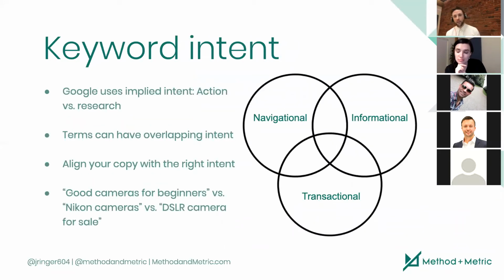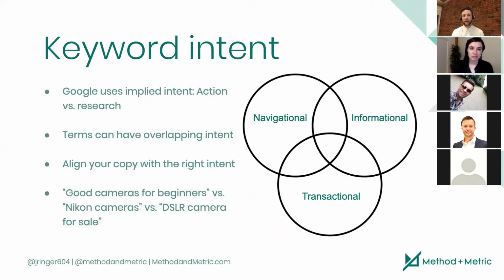The other side of that is that we no longer just look at the surface of words on the page. We look to understand the specific intent behind those words. So navigational, informational, and transactional terms are all part of that search experience. This is sort of the difference between good cameras for beginners or Nikon cameras or DSLR cameras for sale. Google looks to understand when a searcher uses a certain phrase, if it is an action-based phrase or if it's a research-based phrase. And a lot of the time, these searches will have a lot of overlapping intent.